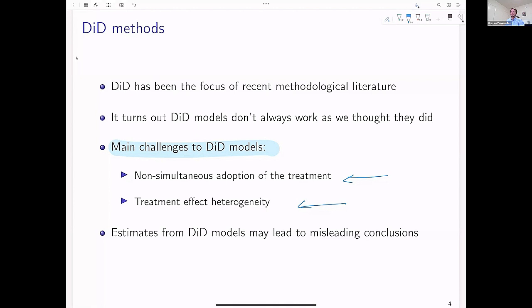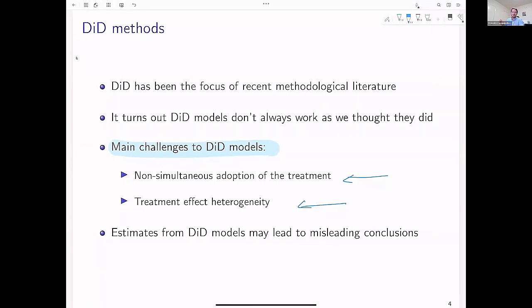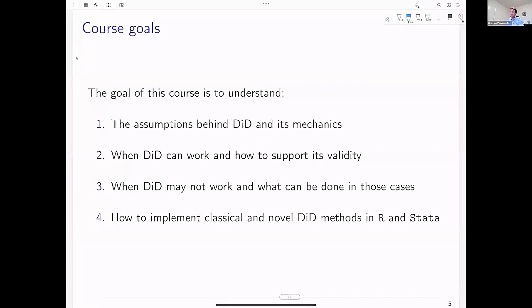Okay, so you know that if you're presenting a paper using diff-in-diff, somebody in the audience will say, oh, but are you aware of this recent literature showing that you may have problems? And so it's like, yes, I know there is a literature showing that there are problems. Maybe I don't know exactly what to do about it. So if that is the case for you, you are in the right place.